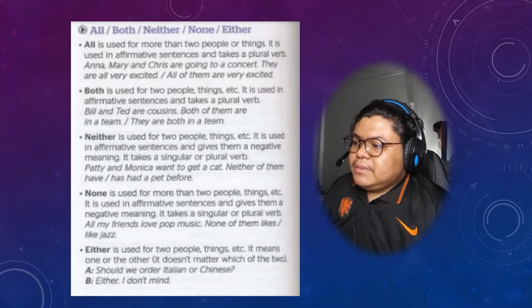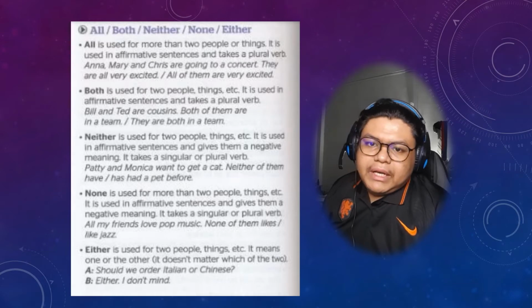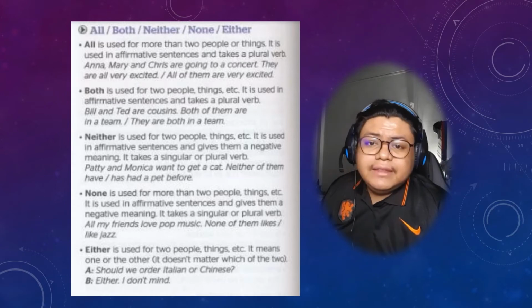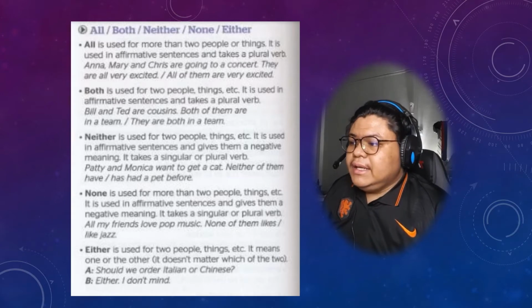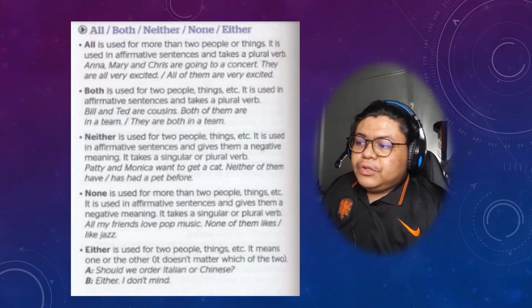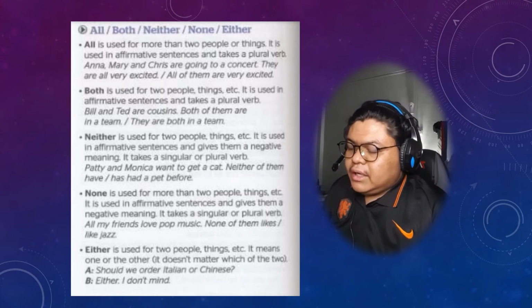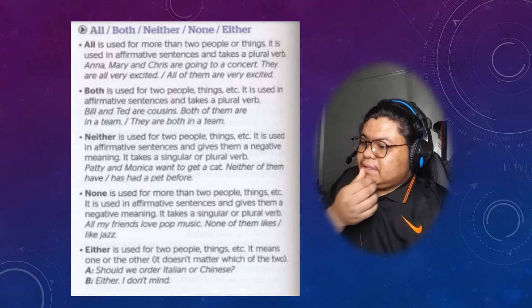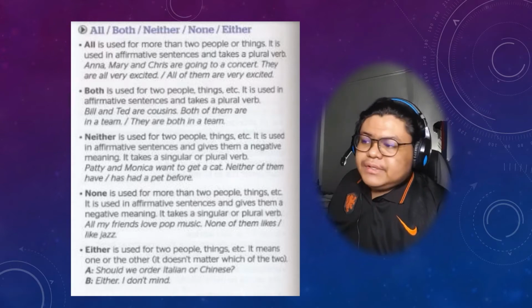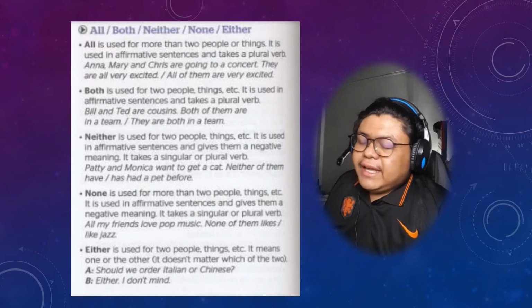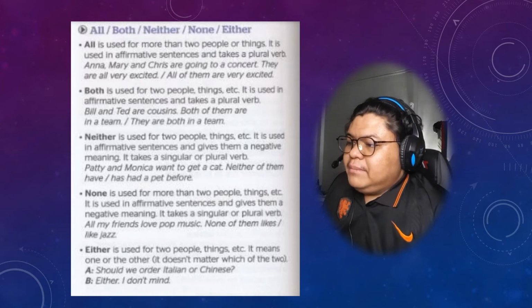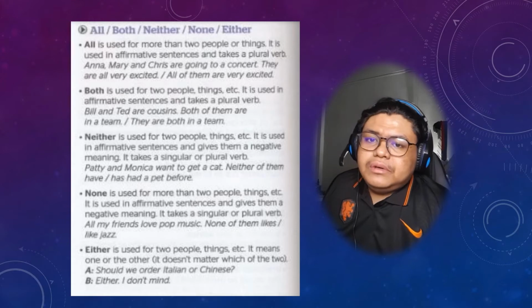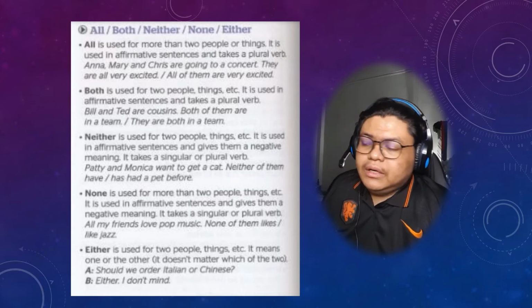Next one, neither. Kalau tadi all lebih dari dua orang, both dua orang sahaja, neither ni negatif lah. Kalau tadi both positif, ini negatif. It is used for two people or things, etc. It is used in affirmative sentences and gives them a negative meaning. Kalau tadi positive meaning, yang ini negative meaning. It takes a singular or plural verb, so yang ini boleh jadi singular ataupun plural lah.